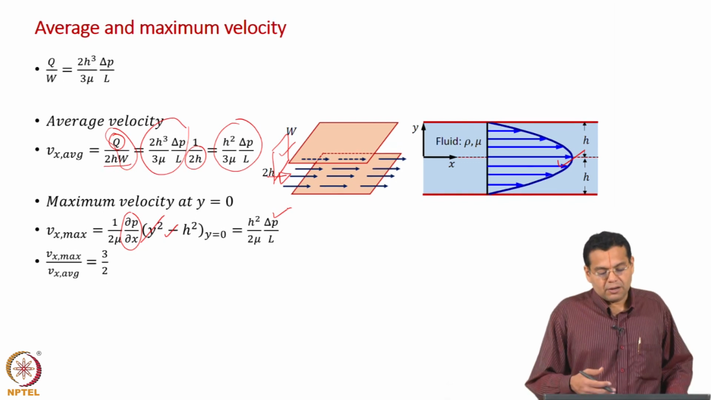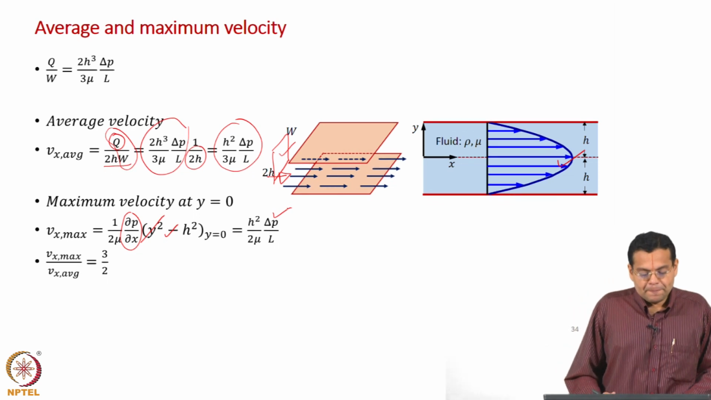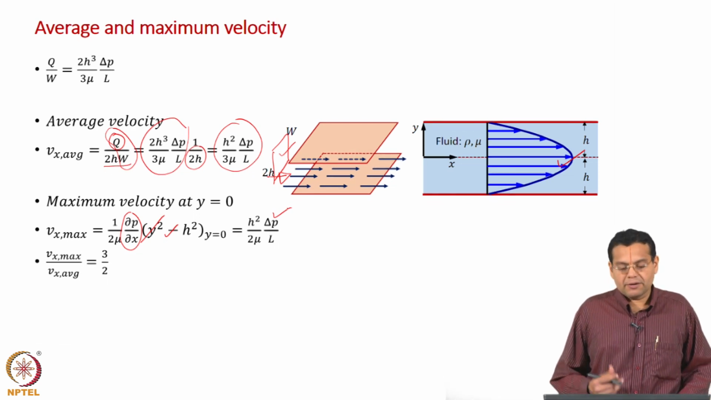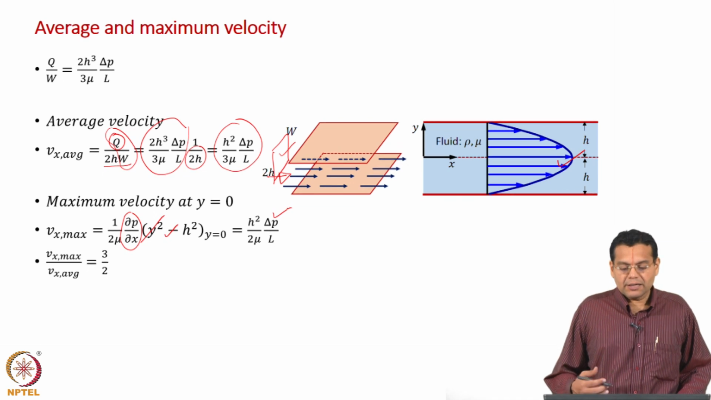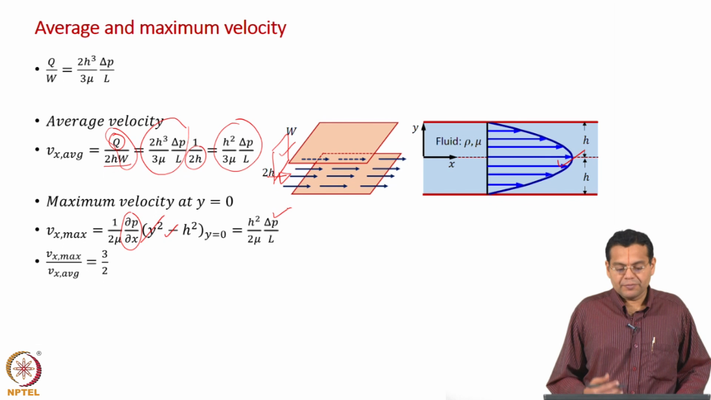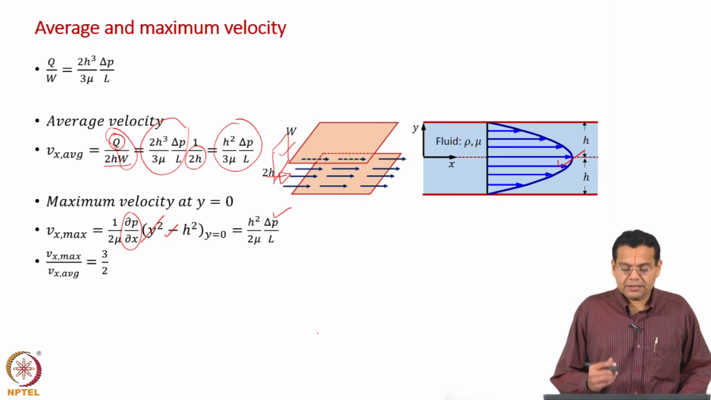As I told you, all these calculations, velocity profile, volumetric flow rate, average velocity, maximum velocity, can all be done analogously for flow through a circular pipe. To make it easy for us and restrict to Cartesian coordinates, we are deriving it for flow between parallel plates.